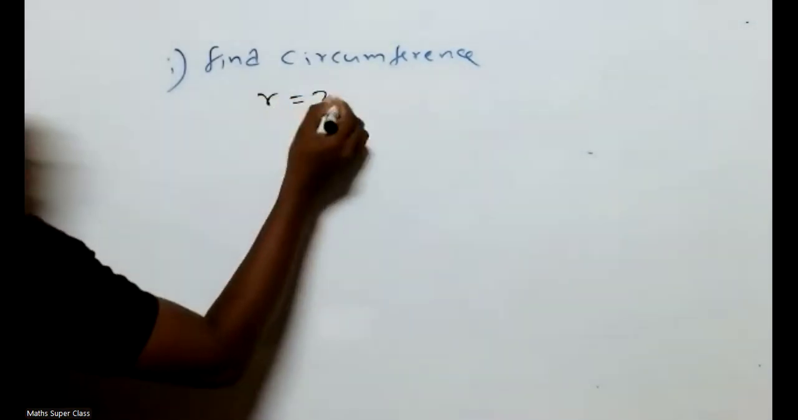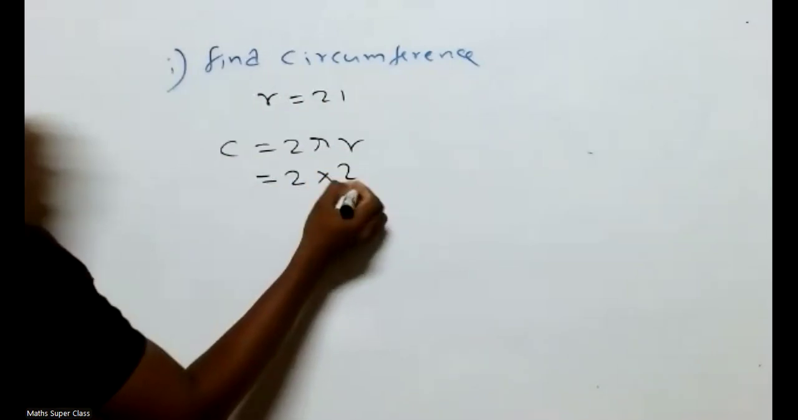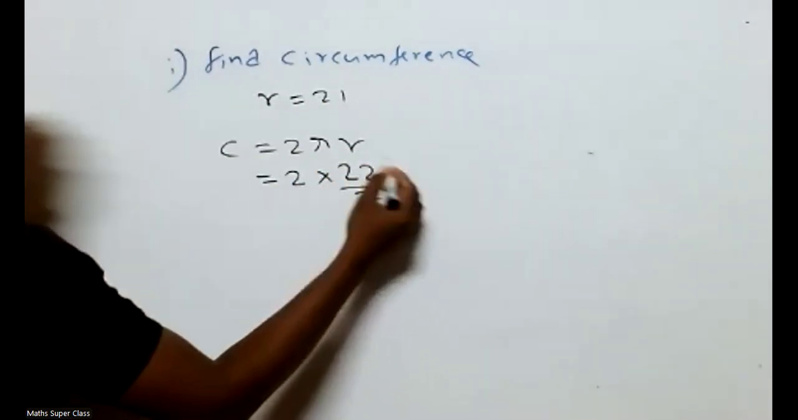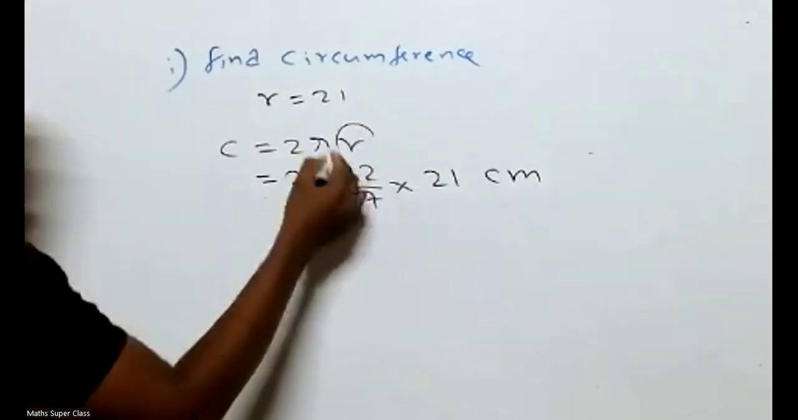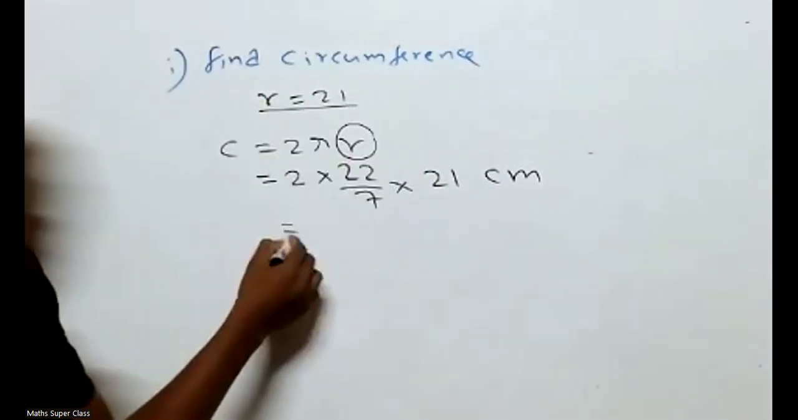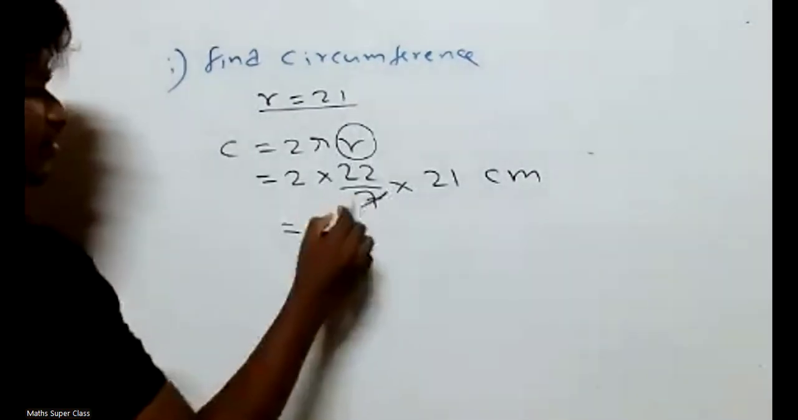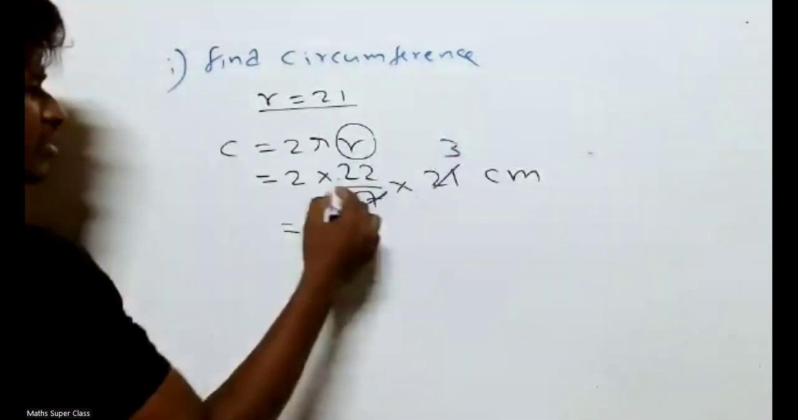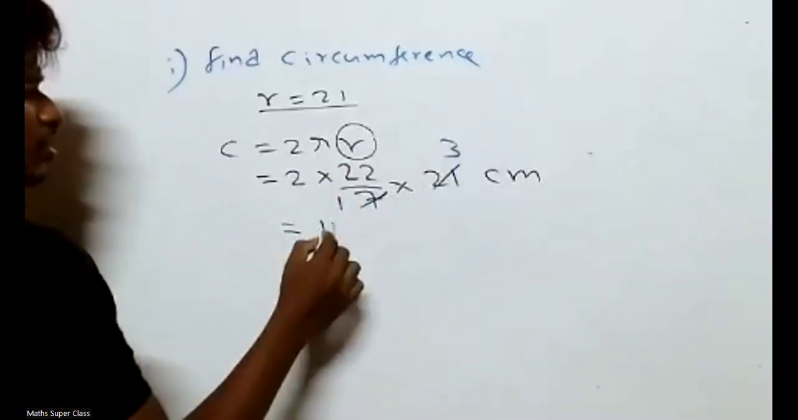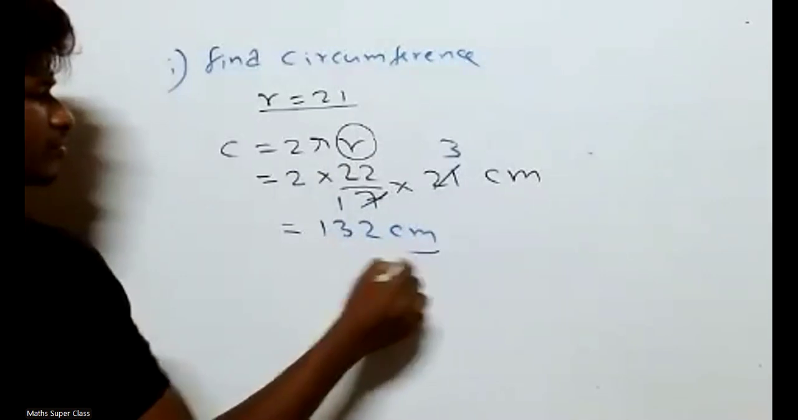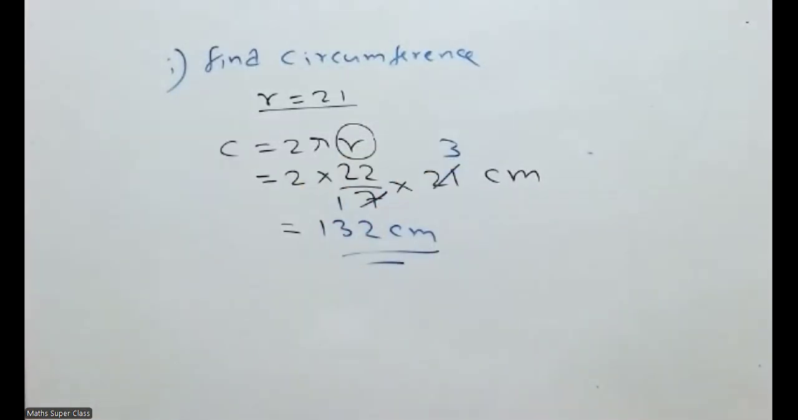r equals 21, so C equals 2 pi r. Pi is 22 over 7, r is 21 centimeters. So what to do? We have to simplify. 7 times 1, 7 times 3. 22 into 3 is 66, into 2, 132. Or 22 into 2, 44, times 3, 132.